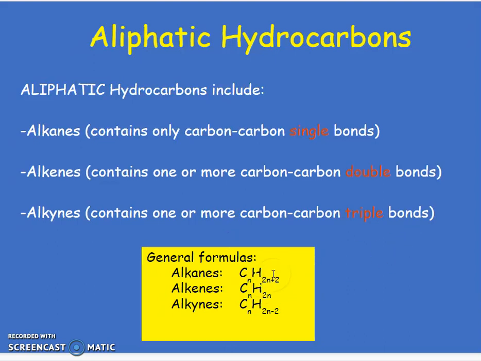Now, to be perfectly honest, when you draw out the structure, you know that all of the bonds are going to be filled with hydrogens. So take these general formulas with a grain of salt. They just help you, but they're not necessarily going to make or break you knowing if something's going to need 10 hydrogens or 12. When you draw out the structure, you're going to know what you need.